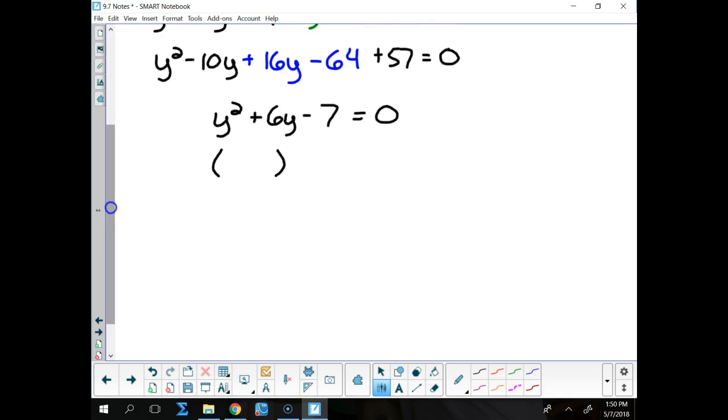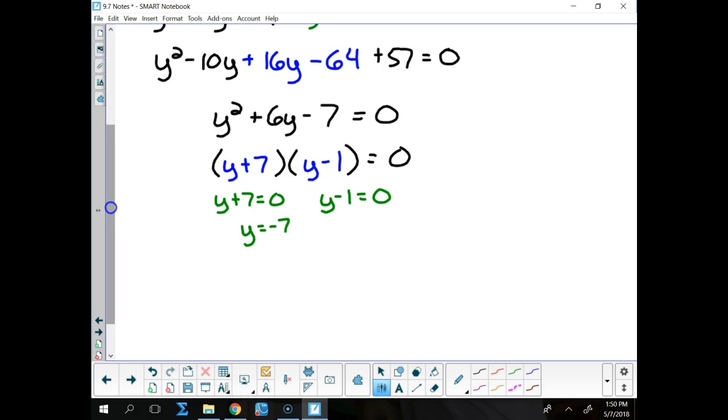That factors y plus 7, y minus 1. Y plus 7 equals 0. Y minus 1 equals 0. Y equals -7. Y equals positive 1. Yes?